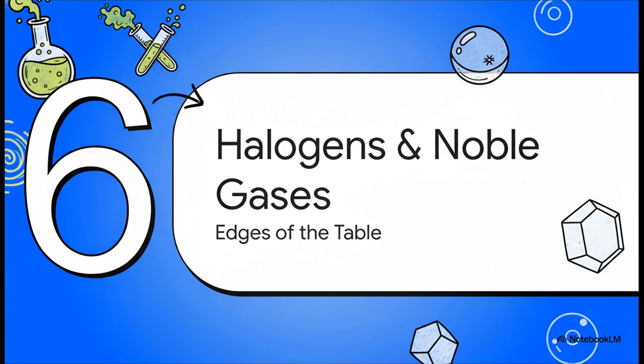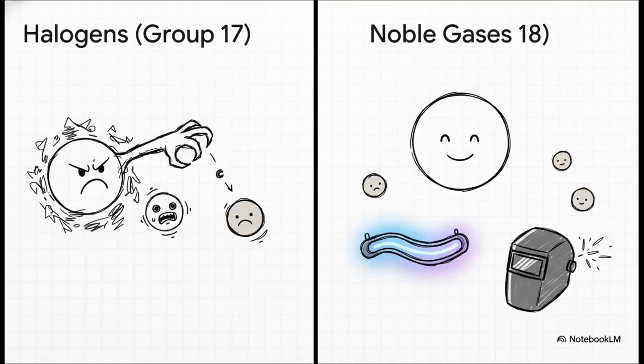Okay, to wrap up our little tour of the elements, let's head to the far right edge of the periodic table. This is where you find the wild contrast between the super reactive halogens and the super chill noble gases. And it really is a tale of two extremes. The halogens in group 17 are desperate to react with pretty much anything. They'll form halides with metals or even react with each other to create interhalogens.